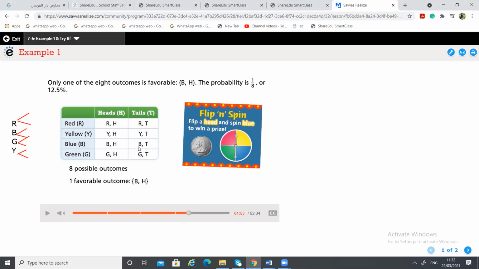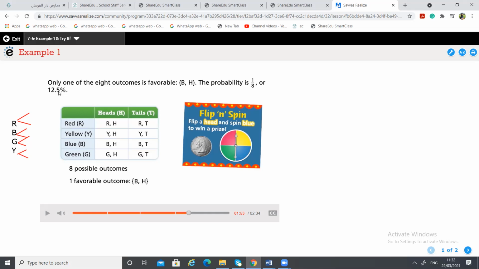See, these are the chances. In that, you have only one blue and head. See, yeah, B and H. Only one time out of 8 chances. That's why your answer is 1 out of 8. And when you do 1 out of 8, you get some answer and you multiply with 100. So you get 12.5%. Is it likely or unlikely?